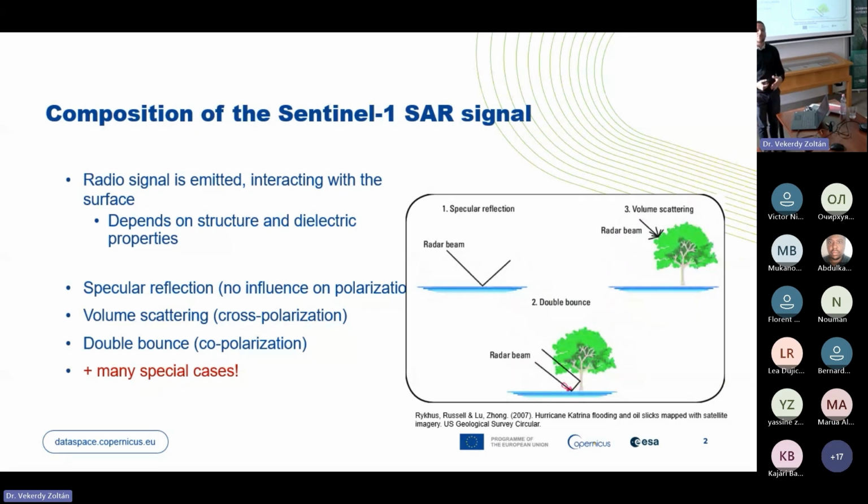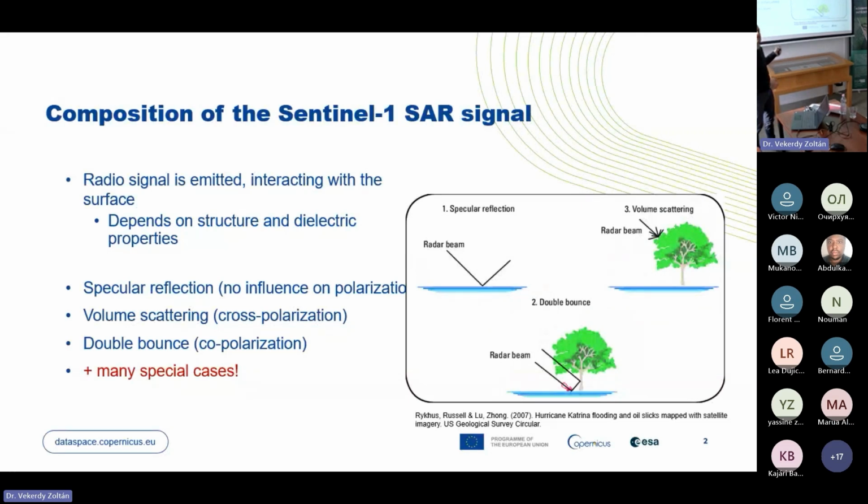There's no such thing as true color for a radar image, and we're not really looking at the intensity of the reflected signal. We are a bit, but we are looking at the type of the reflected signal and its polarization. So the reflected power depends on the structure and the dielectric properties of the surface. If you really try to simplify the mechanisms of reflection, then it's these three.